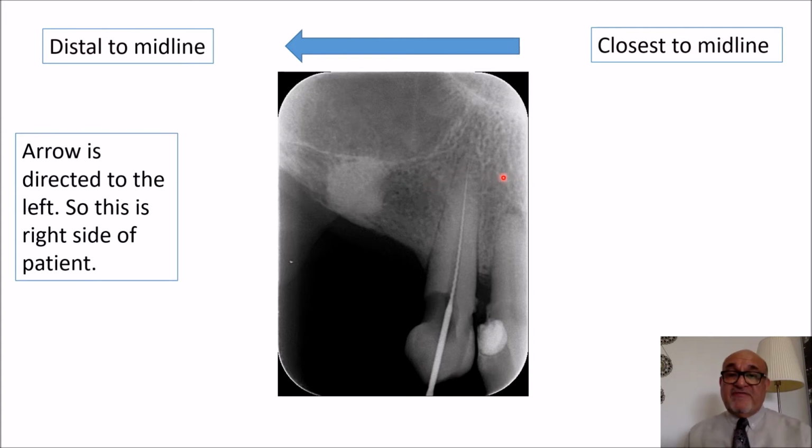Okay, if this is the lateral incisor, this is definitely the canine from the crown shape and the root shape, and this is the 4. We can see here a radiopacity, which can be a bony exostosis. Now we're not discussing these, but we are. If this is the midline and the line which goes distal to the midline is extending towards the left, so this radiograph is for the right side of the patient.